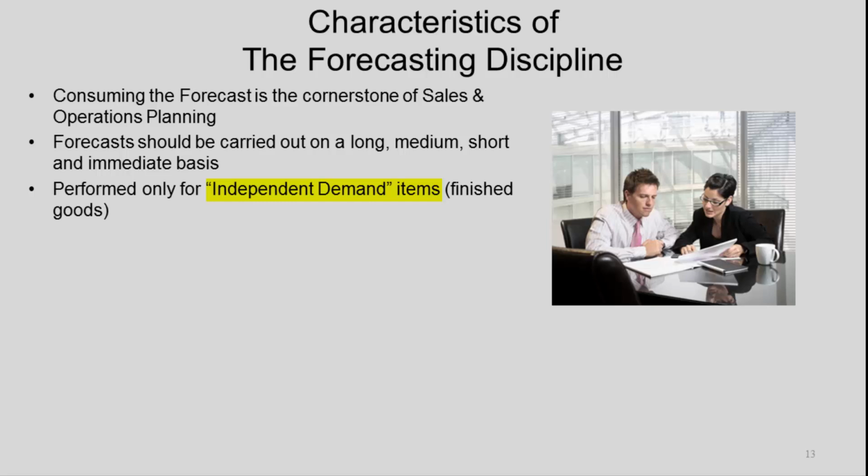How many pairs of shoes do we think we're going to sell in the month of September? How many laptops are we going to sell in the back-to-school period? Those are finished goods, independent demand items. Dependent demand, just to reiterate, are all the raw materials that go into the pair of shoes, that go into the laptop. So the amount of raw materials that the manufacturer, be it ourselves or a third-party manufacturer, has to acquire is dependent upon the forecast for the finished goods.